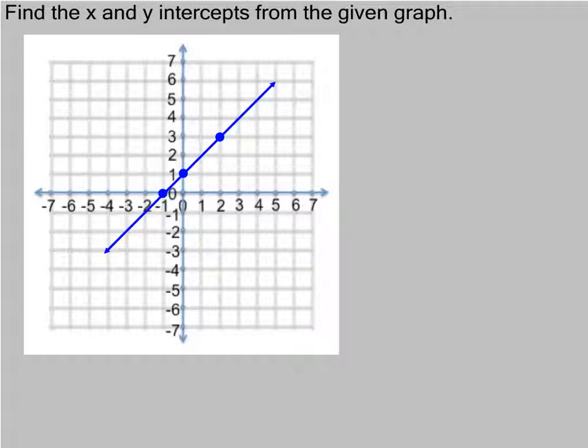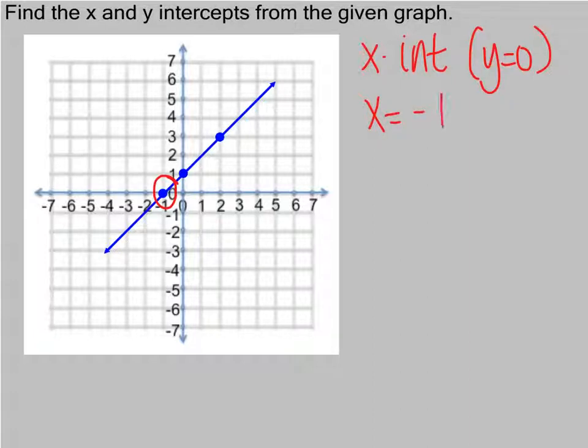Example 1, find the x and y intercepts from the given graph. Looking at my line, I want to go across the x-axis until I see a spot where my line is intersecting. So as I go, I see a spot right here at -1. That means my x-intercept, the spot where y is equal to 0, my x value is equal to -1.